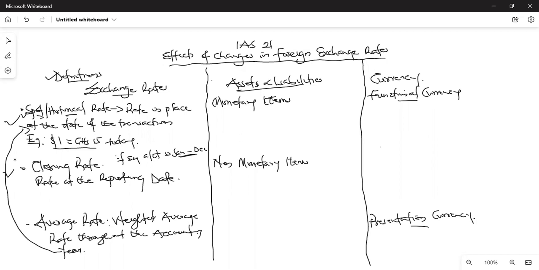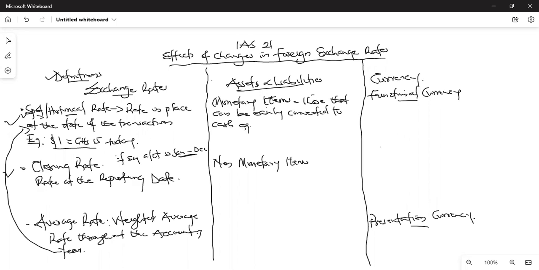Now we have, concerning the assets and the liability, we have two types. We have the monetary items and non-monetary items. The monetary items are those that can be easily converted to cash.